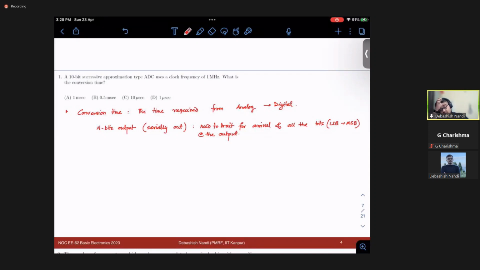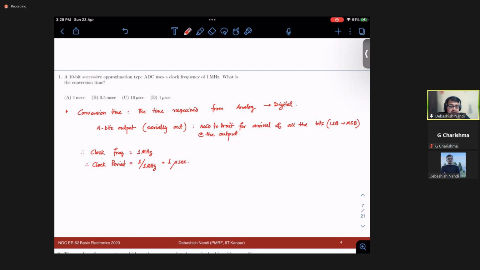Okay, so you know that your SADC is a successive approximation ADC, right? So it will not have parallel operation, whereas in case of your flash ADC all the bits are out at the same time. So it's a very simple problem. You have your clock frequency as 1 megahertz. What will be the clock period? Your clock period would be 1 over 1 megahertz, that is nothing but 1 microsecond.